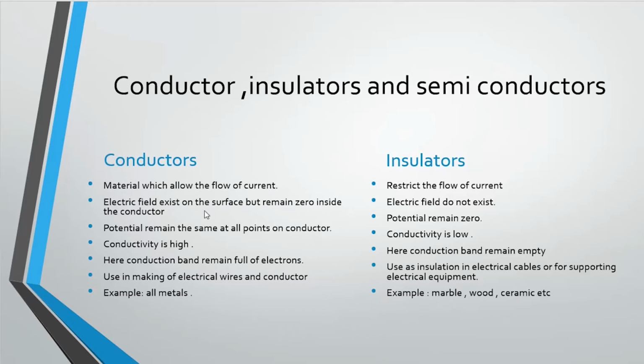In a conductor, the electric field exists on the surface but remains zero inside the conductor. In an insulator, the electric field does not exist. In a conductor, potential remains the same at all points on the conductor. In an insulator, conductivity is low, and some more.